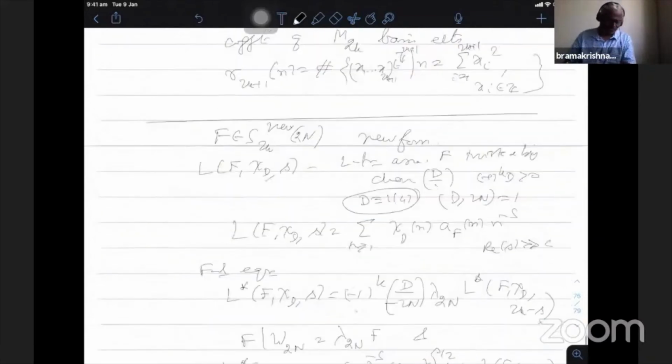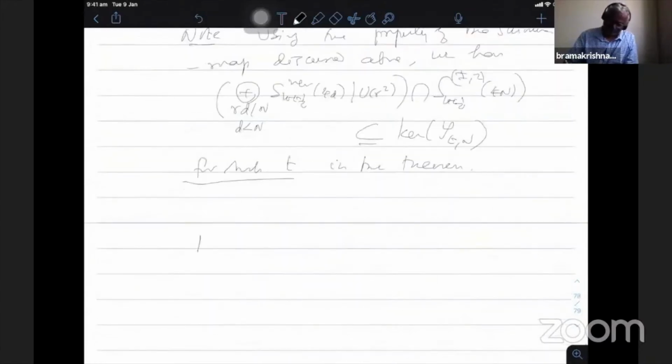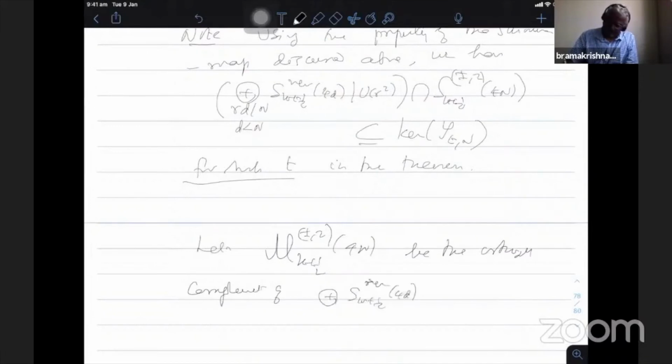So now what we consider is, let M_k plus half plus minus 2 4N be the orthogonal complement of the direct sum of S_k plus half new 4d. Now I take all the new forms d less than N, also intersected with the plus minus 2 M_k plus half 4N. So I intersect the full modular form space with this one, and then take the orthogonal complement.